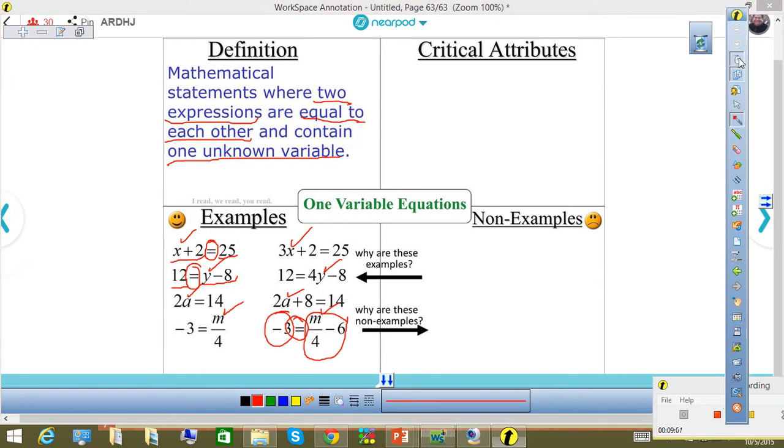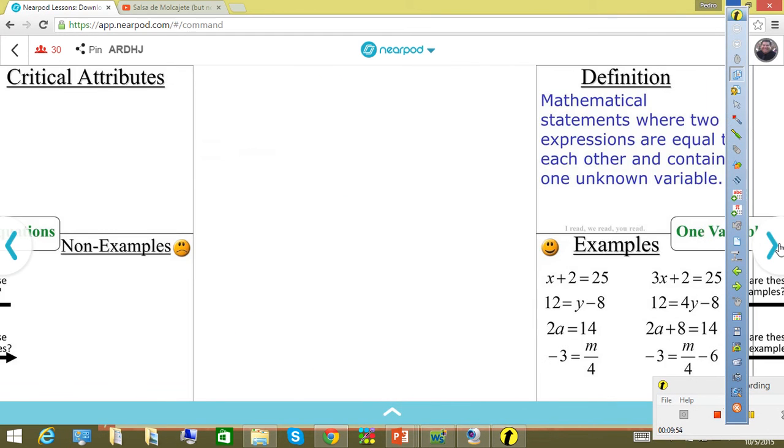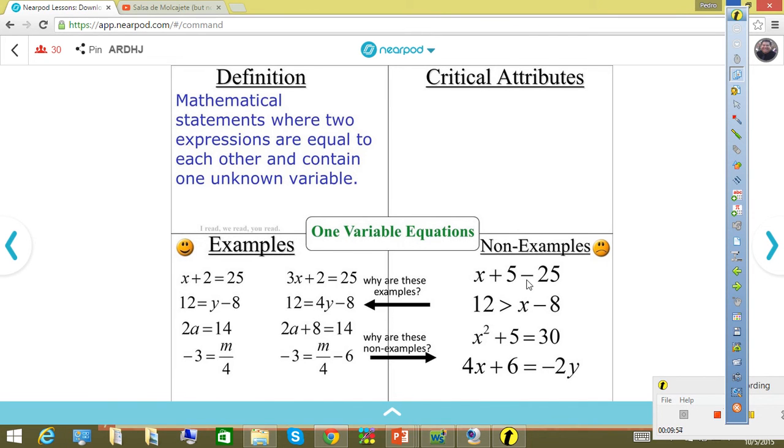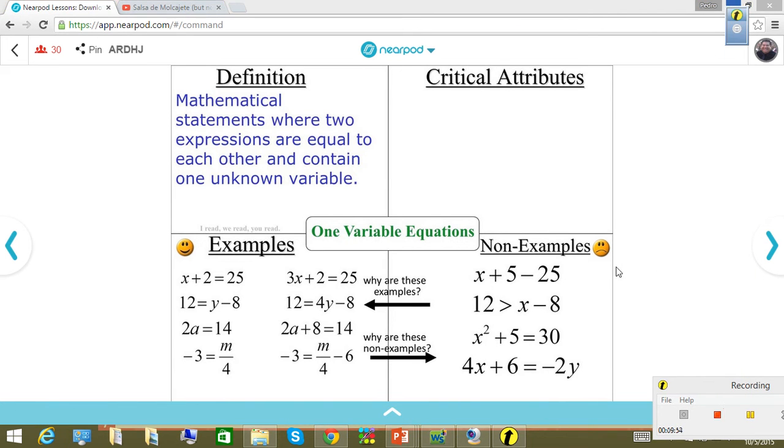All right. So with that said, non-examples. Let me show you some non-examples. Copy these. We have x plus 5 minus 25, 12 greater than x minus 8, x squared plus 5 equals 30, and 4x plus 6 equals negative 2y. Copy those. As you're copying those, start thinking, why are these not one variable equations according to the examples I have? Copy that, please. All right, talk it over with your neighbor. See why these are non-examples. Each of these is a different situation. See why those are not examples of one variable equations. Go.